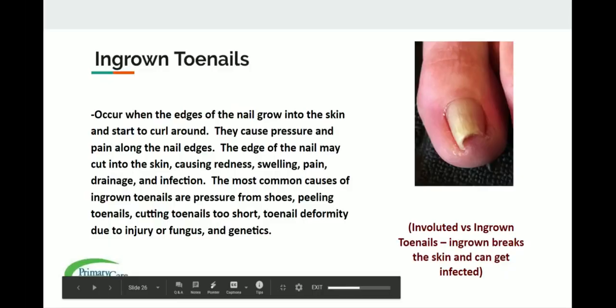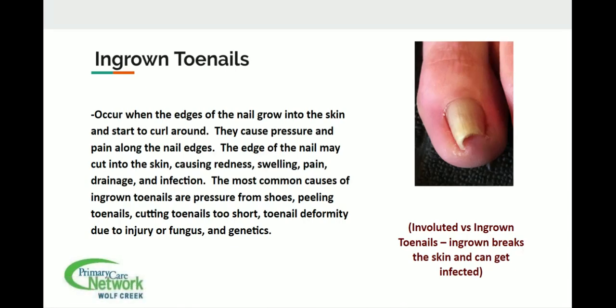Ingrown toenails. Ingrown toenails occur when the edges of the nail grow into the skin and start to curl around. They cause pressure and pain along the nail edges. The edge of the nail may cut into the skin, causing redness, swelling, pain, drainage, and infection. The most common causes of ingrown toenails are pressure from your shoes, peeling your toenails, cutting your toenails too short, toenail deformity due to injury or fungus, and genetics.